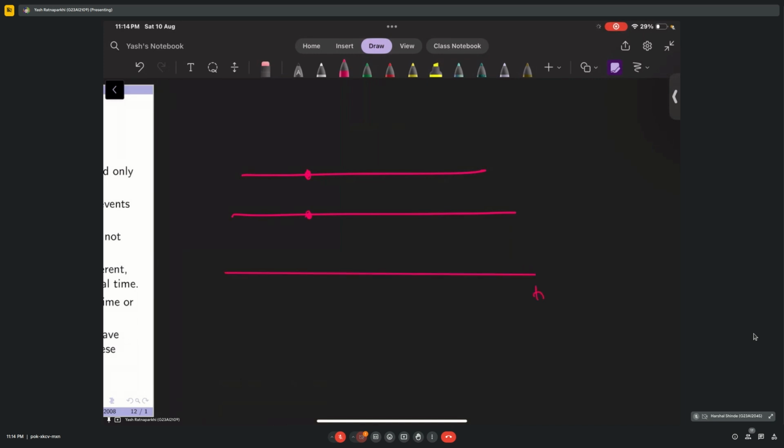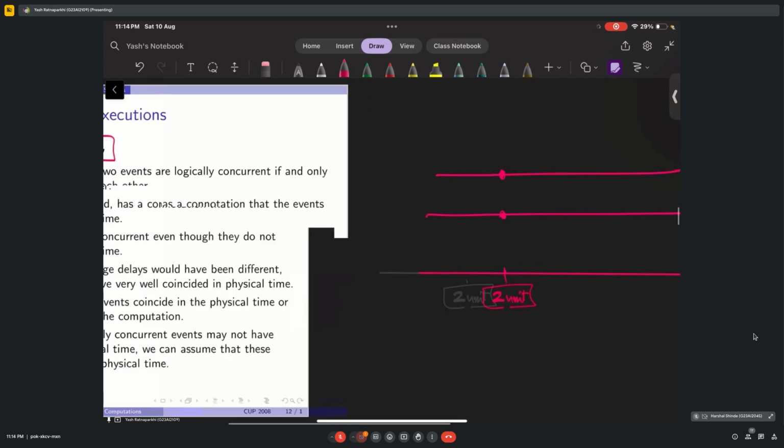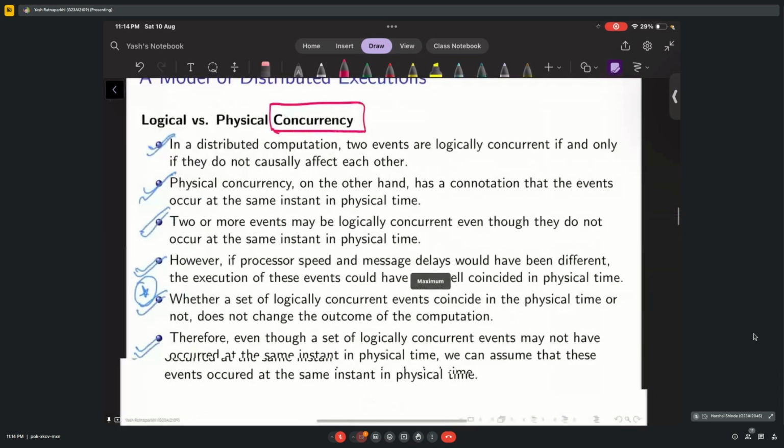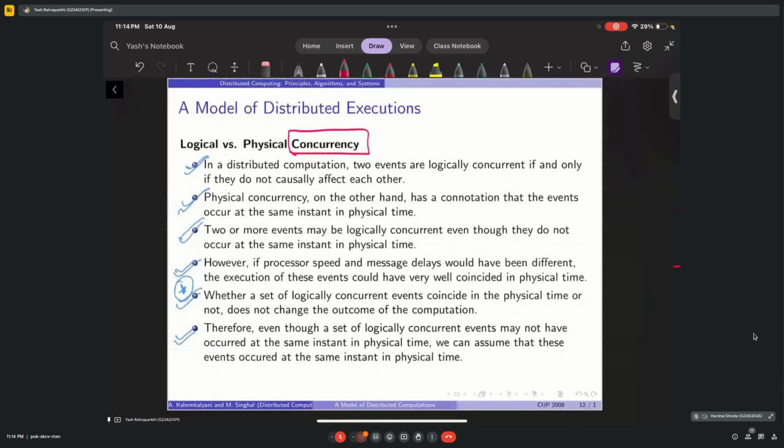If this is my time graph, and this is, let's say, 2 units of time, the unit can be anything, so these both are happening at the same instant. This is known as physical concurrency. Okay, moving ahead, you will understand it better.